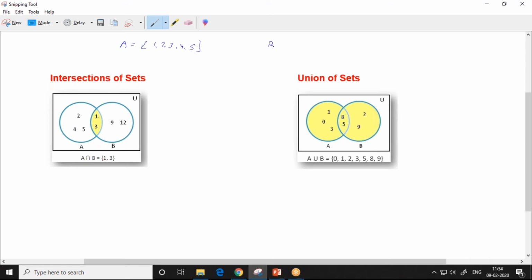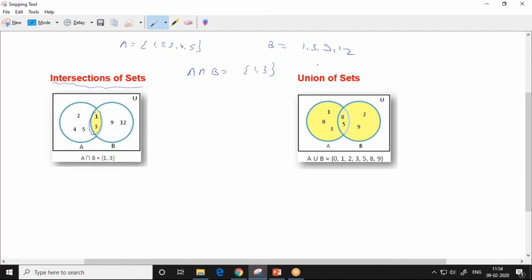And how about set B? Set B you can see is {1, 3, 9, 12}. So what is the intersection of the sets? It means what is common in both, this yellow region, and that is 1, 3. So this can be written as A intersection B is equal to {1, 3}.